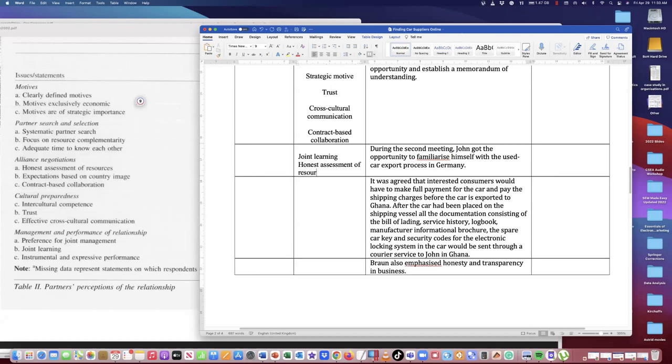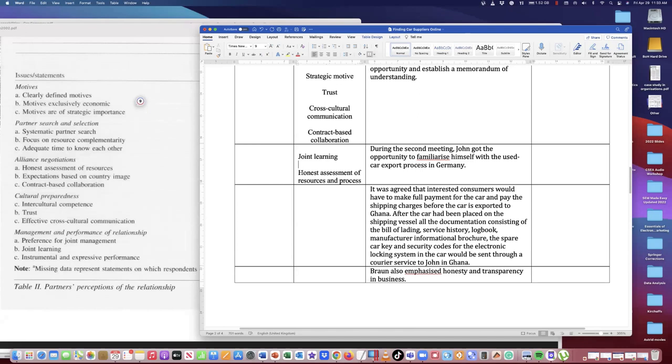Prof, how about contract-based collaboration? The contract has been done already. This one, you have an opportunity to familiarize himself, so you're telling what happened in the meeting. Adequate time to know each other has been captured already. But this is not the actual work. This is just about listening. After that, we have to draw the relationships and find the factors. So let's continue, please.